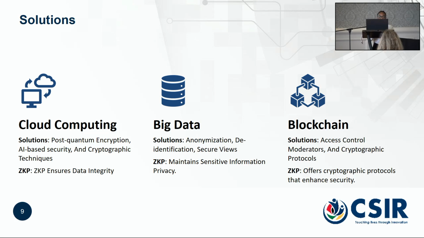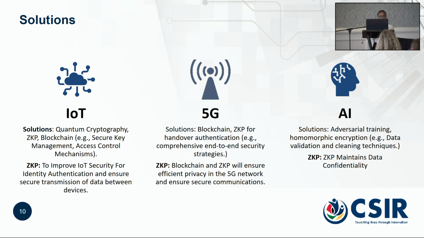In big data, we recommended de-identification, secure views, and a ZKP cryptographic technique to help maintain sensitive information and privacy. For blockchain, we offered a ZKP cryptographic technique that will help enhance security. In IoT, we recommended quantum cryptography, ZKP, as well as blockchain to help improve security for identity authentication and ensure secure transmission of data between the devices.